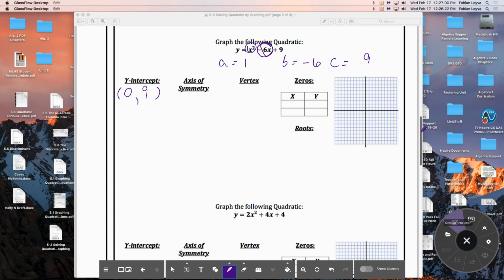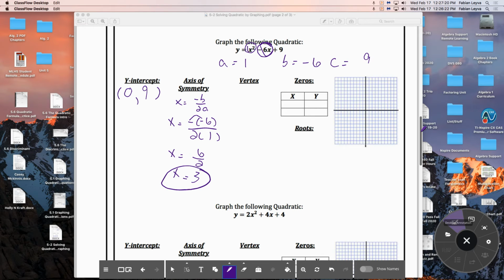My axis of symmetry is going to be that magical formula of -b divided by 2a. So a negative, whatever b is, divided by 2 times a. My b is a -6. My a is a +1. A negative times a negative is a +6. And then 2 times 1 is 2. Finally, finishing up the math, I end up with 6 divided by 2, which is 3.